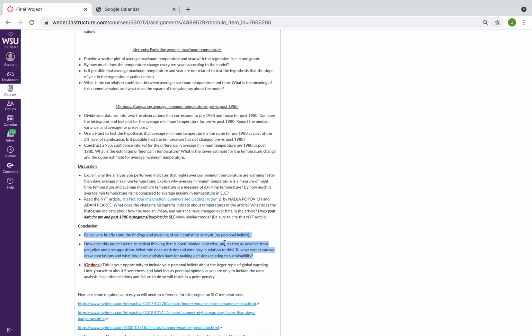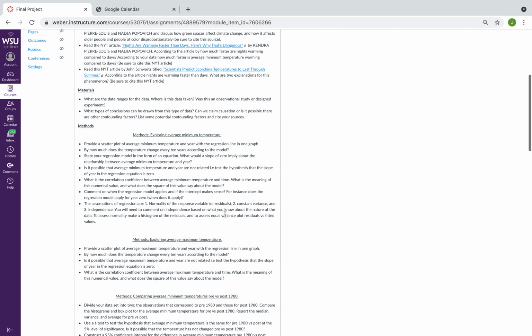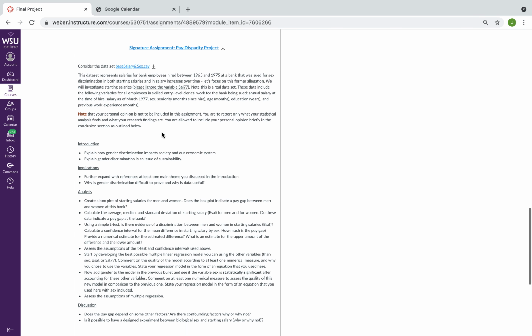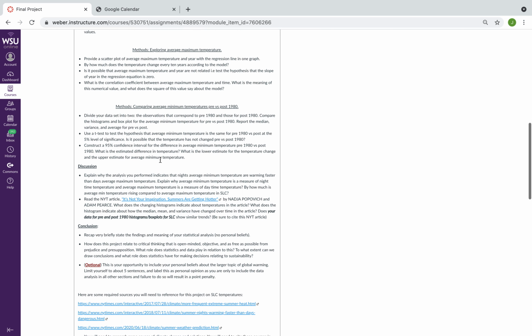You can always choose to cite more sources if you like, but here, your sources are referenced for you, so you don't have to do as much outside research. Whereas here, this is all for you to research on your own. You're expected to do more outside research, so I would not say that this is necessarily the easier project, it's just a different project. This is the less structured, and this is the more structured project.